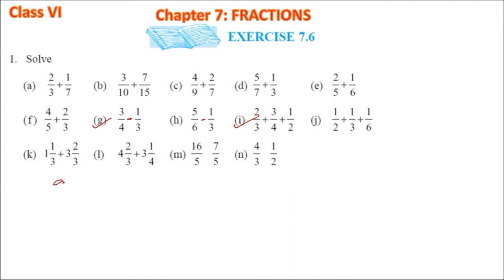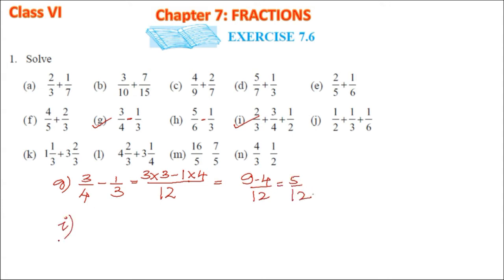Now let me take G. It's 3 by 4 minus 1 by 3. If you look at the denominators, they are again different. 12 is the LCM. So 3 has to be multiplied by 3 and 1 to be multiplied by 4. We get 9 minus 4 upon 12, which is 5 by 12.